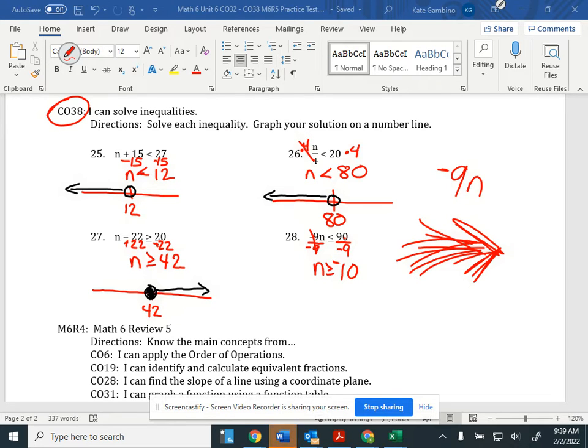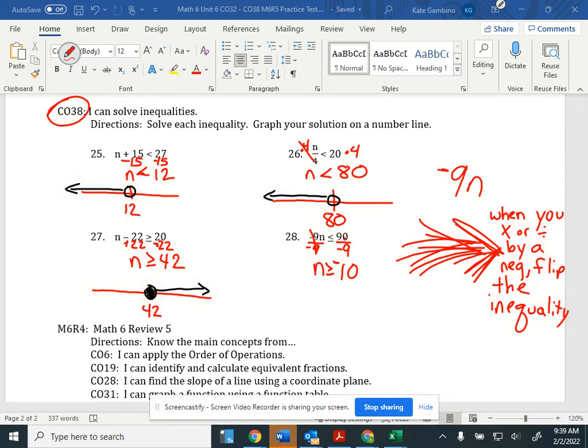So put CO38, put a little star next to it, and say, when you multiply or divide by a negative, flip the inequality.